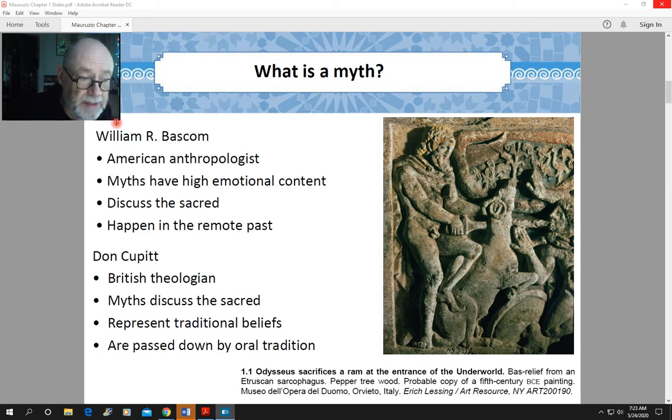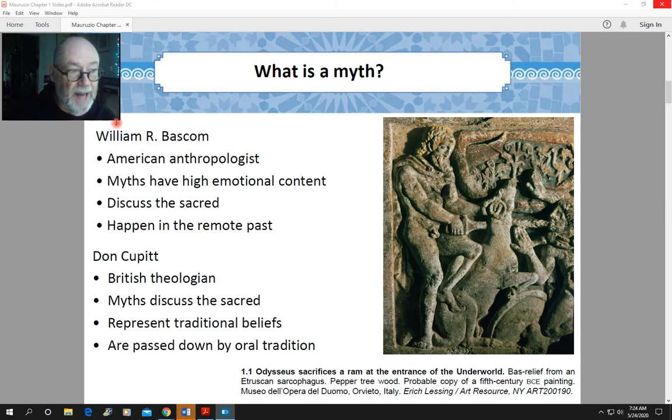Don Cupid is a British theologian. He also agrees that myths discuss the sacred. They're focused on the gods. They represent traditional beliefs. Now, traditional beliefs is a sort of coded word. Also, if you hear of traditional stories, same thing. They deal with oral tradition.